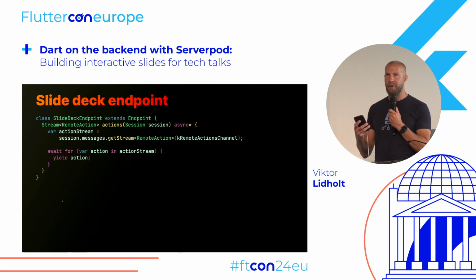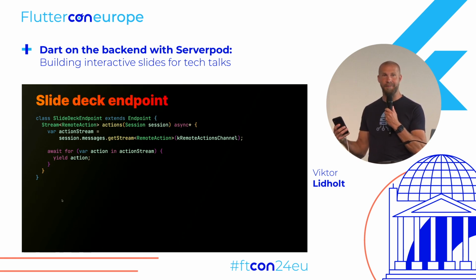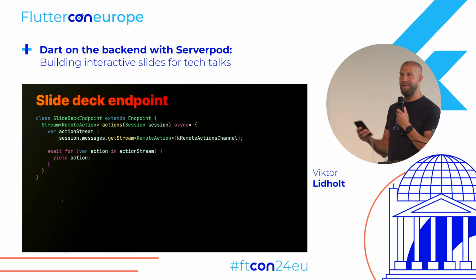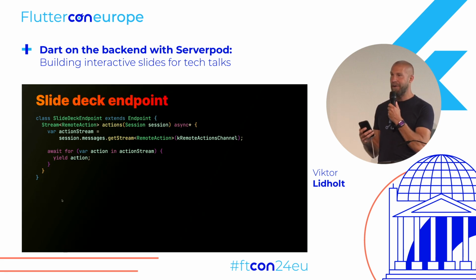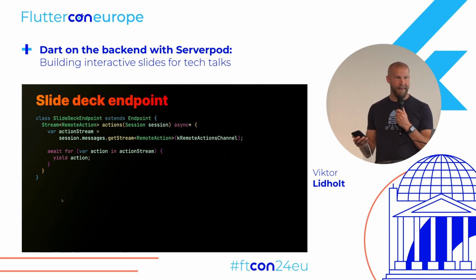What's really neat is that if we use this get stream from the message central, it will be aware of the session we're using. So whenever that connection is broken, it will just end the stream for us automatically. So it's an easy way to exit this loop. Otherwise, we could indefinitely listen for messages on a stream, and then we'd never return. Even if we disconnected, we would still be doing stuff in the server, and that's something we probably don't want to do. Yeah, that's the endpoint for the slide deck.